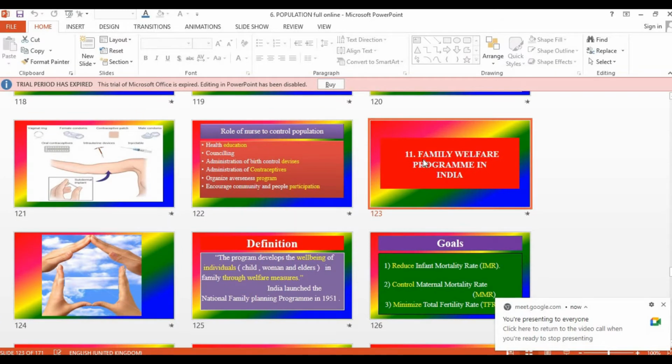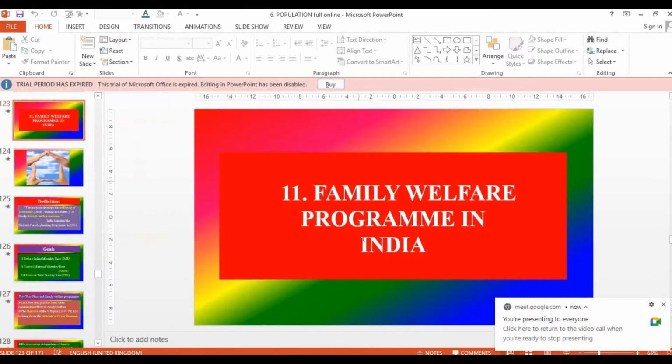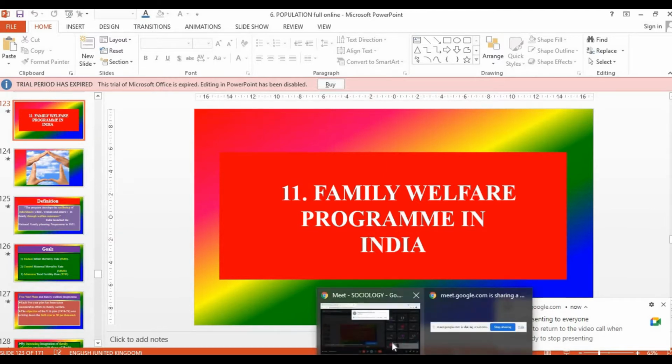Today we have to start with the family welfare program in India.